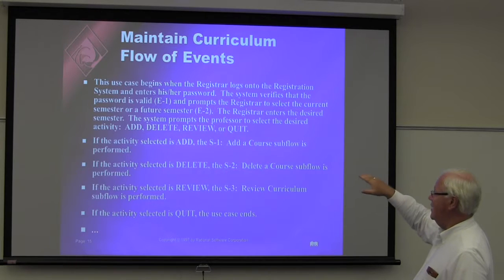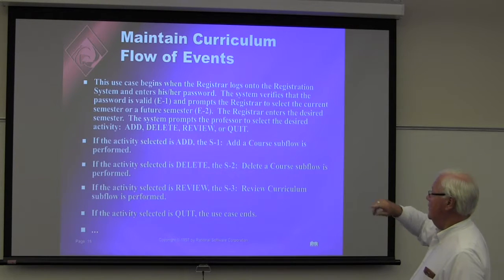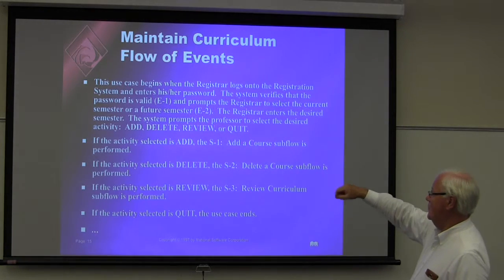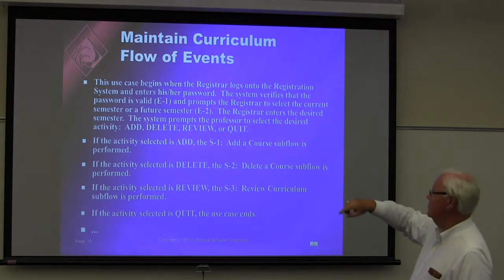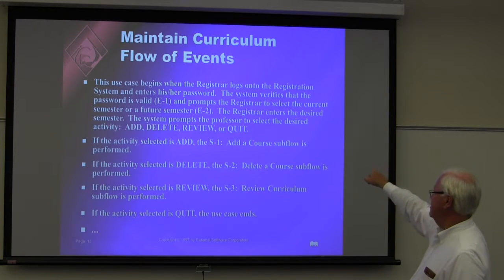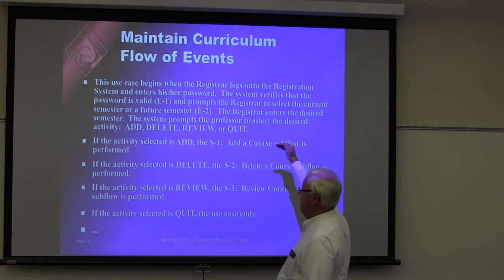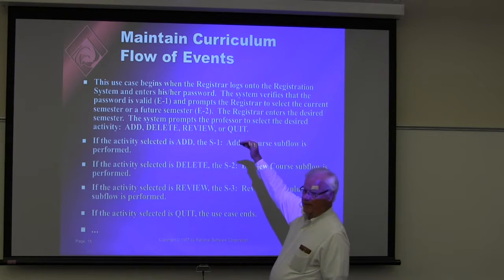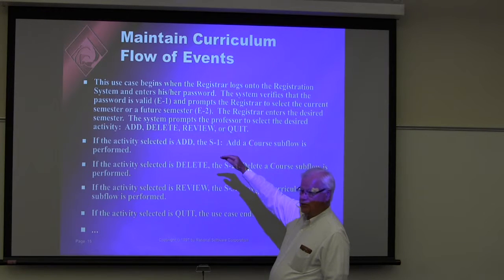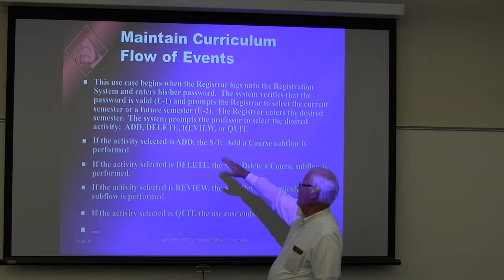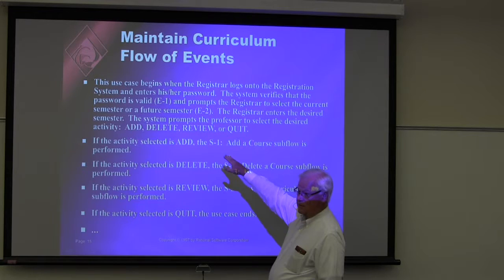The system verifies the password is valid, and that's event 1, and prompts the registrar to select the current semester or future semester, event 2. The registrar enters the desired semester. The system prompts the professor to select the desired activity. Remember, he's maintaining the curriculum, which means he's adding and deleting courses, or he may be just reviewing. And of course, after he's done all that, he quits.